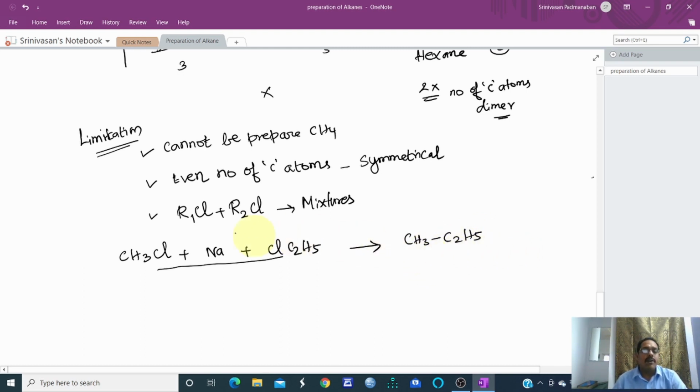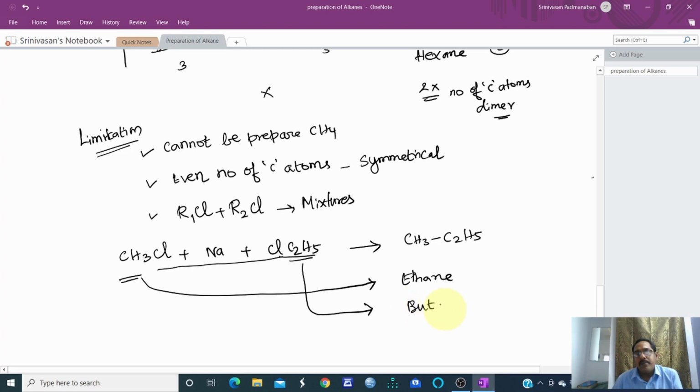This is also correct. Since we are taking 1 mole, Avogadro number of molecules will be there. Therefore, what happens within this, it will be reacting and forms ethane. And here within this, it will be reacting since there are more number of molecules in the reaction, and it will be forming butane.